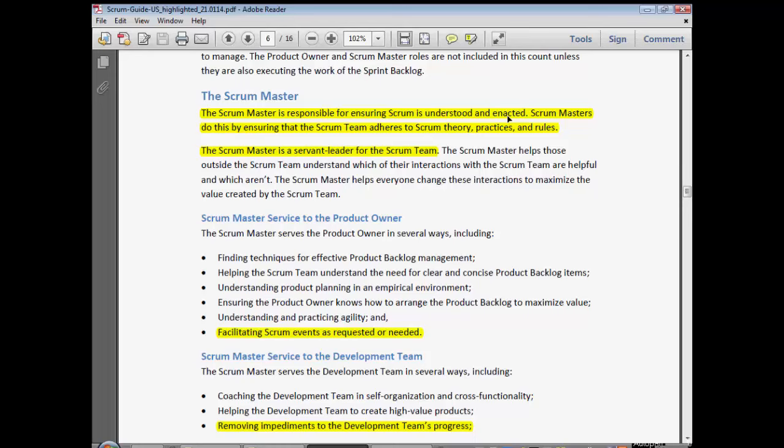Scrum Masters do this by ensuring that the team adheres to Scrum theory, practices and rules. So that's why I'm going through this guide, just to make sure that you really understand the rules, especially if you're a Scrum Master.